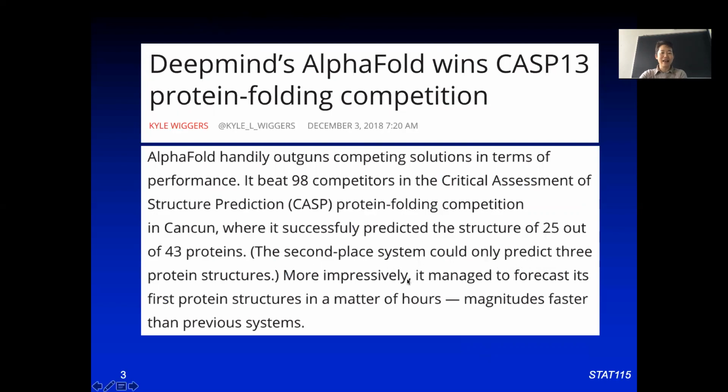More impressively, it managed to forecast its first protein structure in a matter of hours, much faster than what people used to do in years to get a protein structure, which is very, very impressive. So that's kind of how the bioinformatics or computational biology field started.